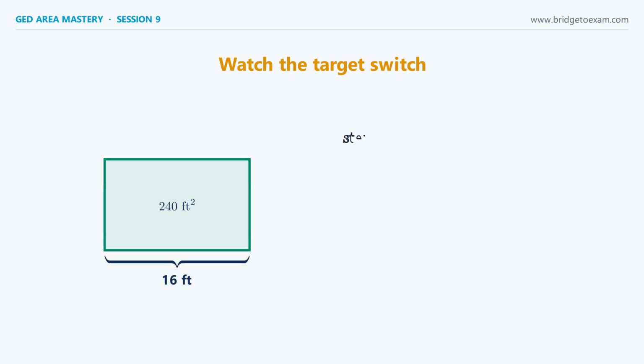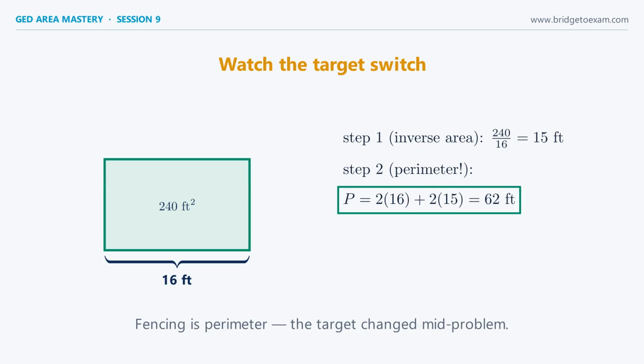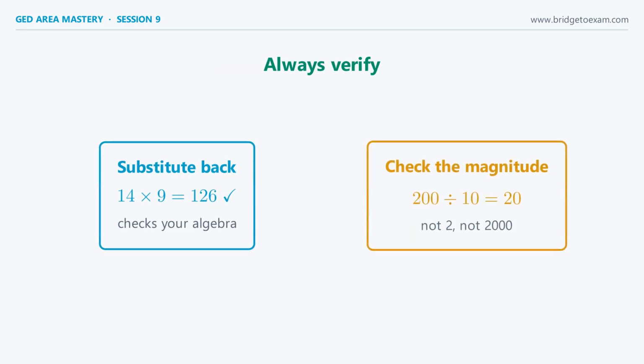Here's a two-target problem. A garden must have an area of 240 square feet, and one side is fixed at 16. How much fencing? Work backward for the other side. 240 over 16 is 15 feet. But fencing is perimeter, not area. Switch targets. 2 times 16 plus 2 times 15 is 62 feet. Step 1 was inverse area. Step 2 was perimeter.